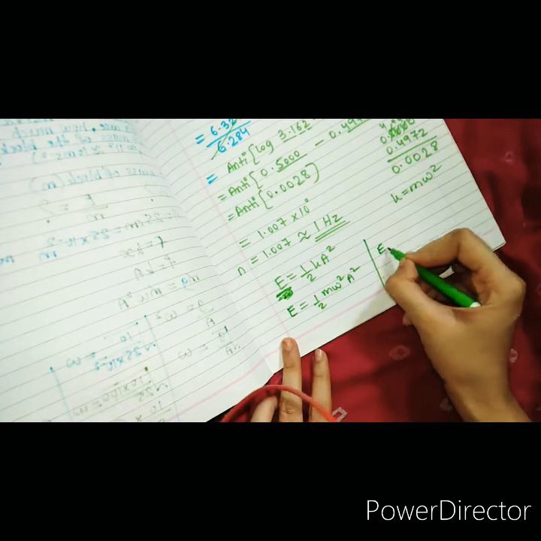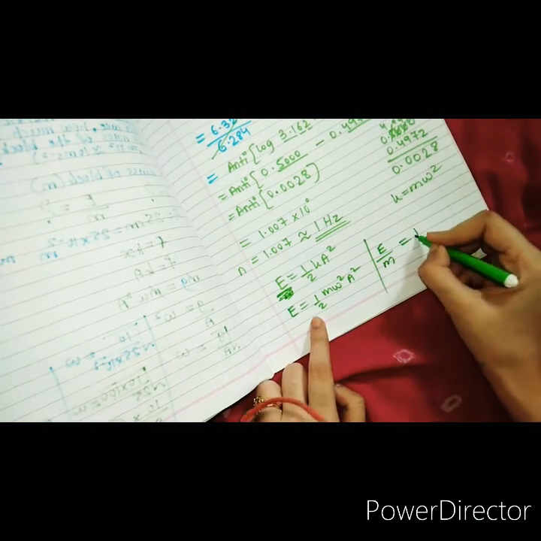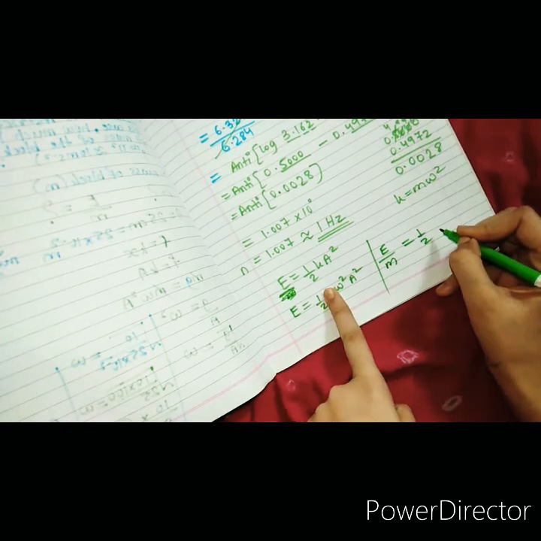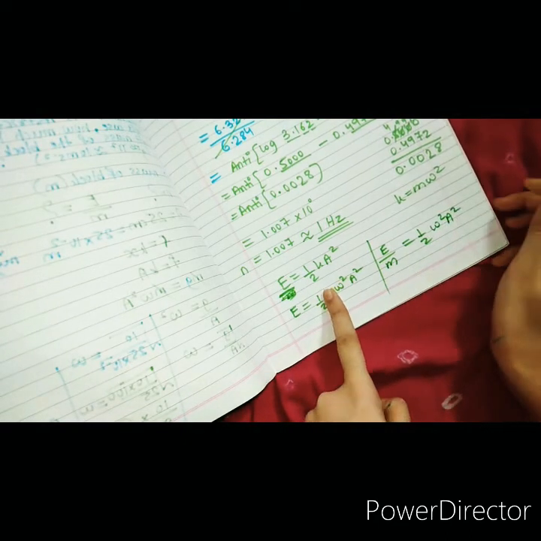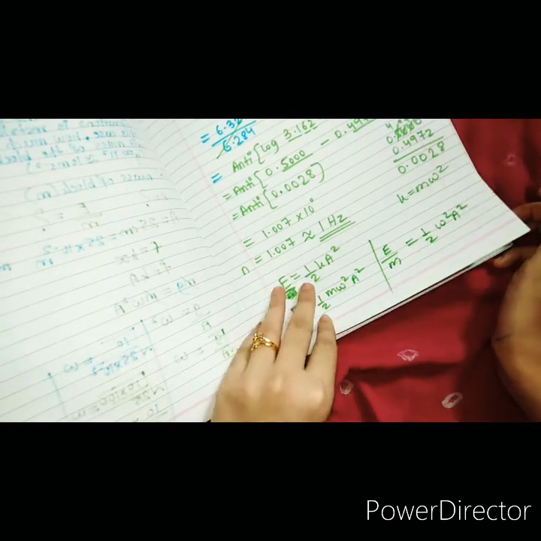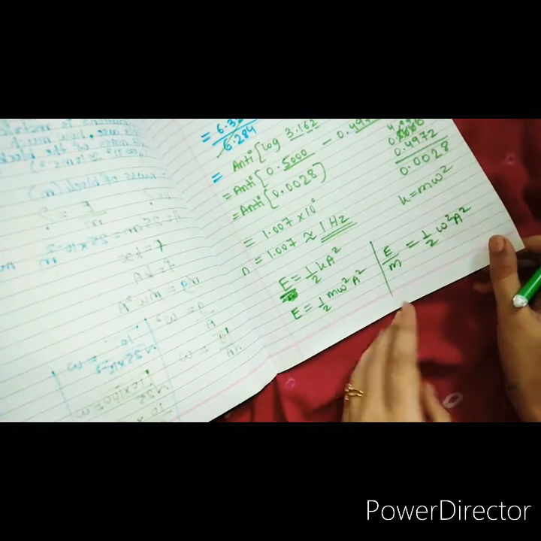So what will be the formula for energy per unit mass? So what remains over here? Half, if m goes in the denominator on the left hand side, what remains? Half omega square A square. So this is the reason why you should read the question and understand what is asked.